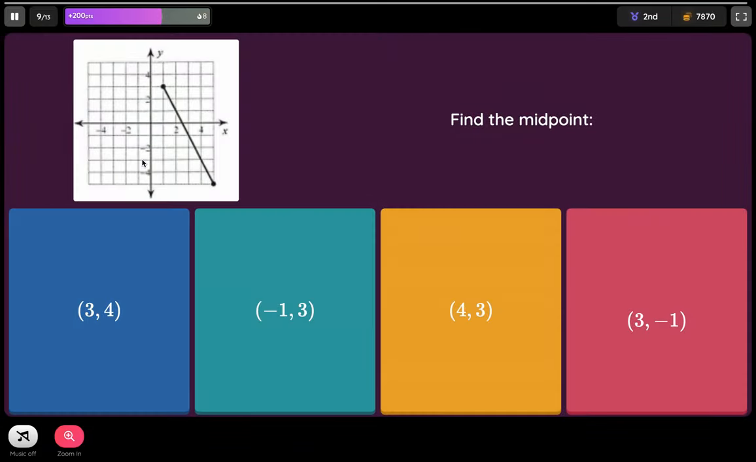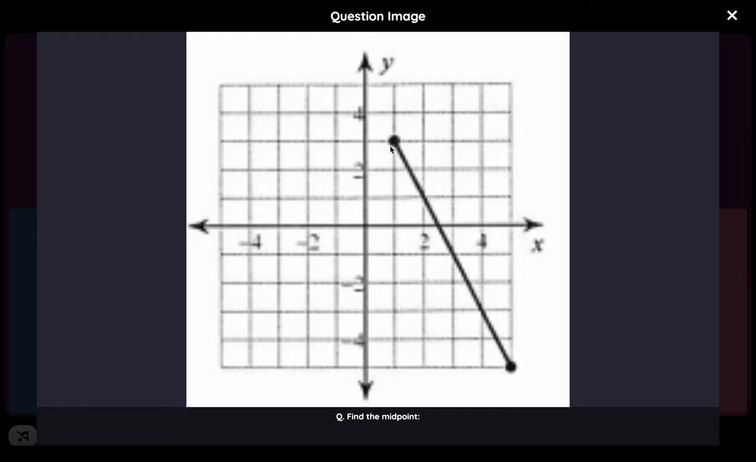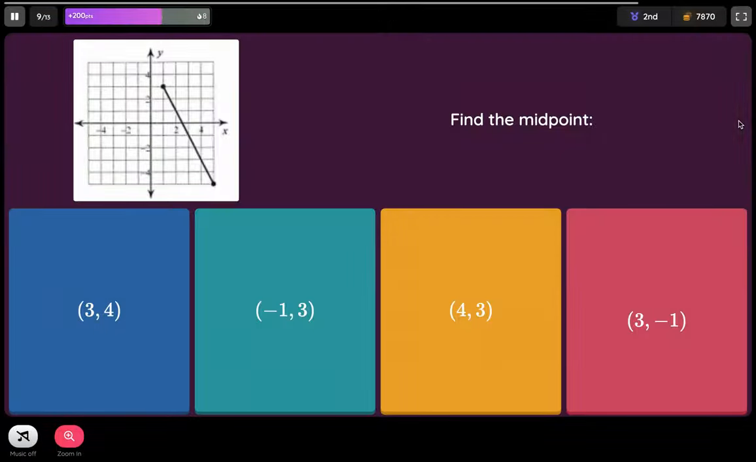Find the midpoint. This coordinate is 1 and 3, and this coordinate is 5 and negative 5. So 1 plus 5 is equal to 6 divided by 2, 3. And 3 plus negative 5 is equal to negative 2 divided by 2, negative 1.